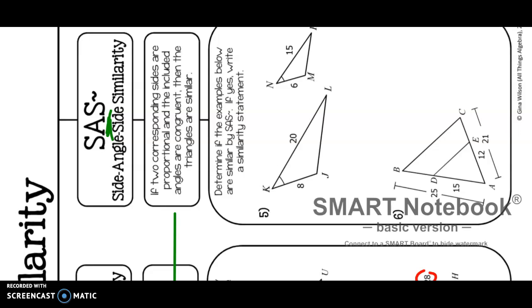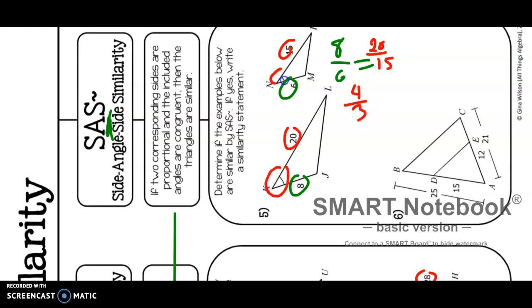So these ones will have 8 and 6. So I'll have 8 over 6, which would equal 20 over 15. Let's see, that'll simplify down to 4/3. Okay, so that's good. Their included angles are congruent? Yep. So these 2 are proportional. That'd be a yes.